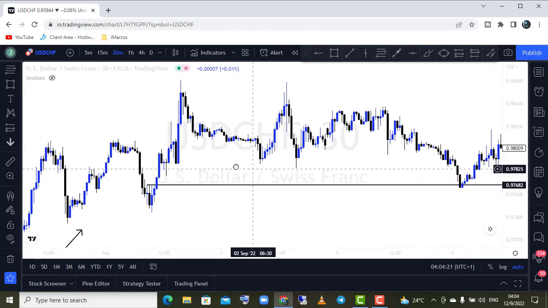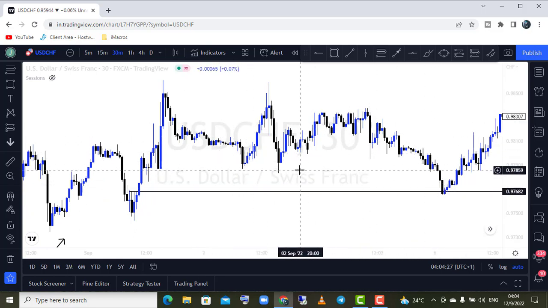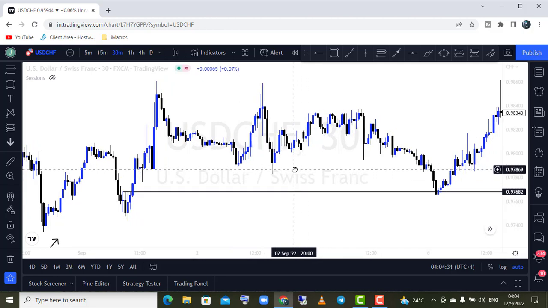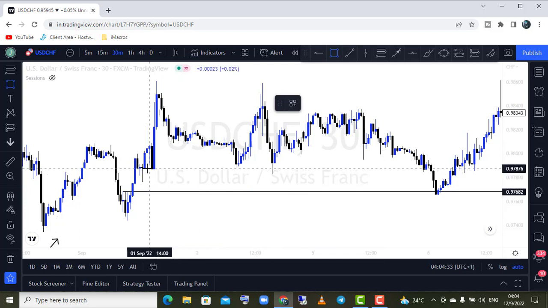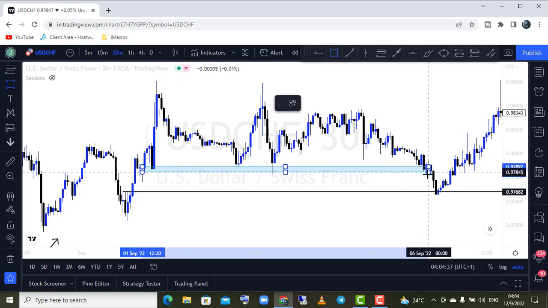Now you can see that there is actually a break of structure to the downside here. We broke this last low, but the reason why I'm going to take this trade, or the reason why I took this trade, is because right here we have a series of support, a very strong support, right?